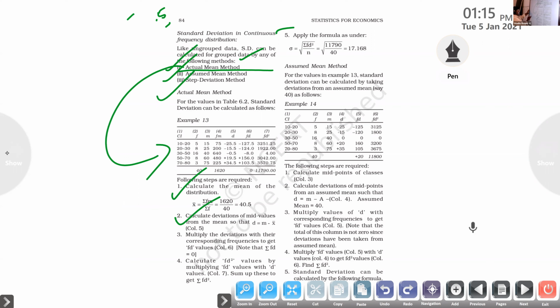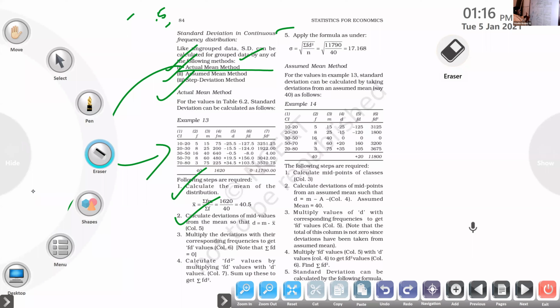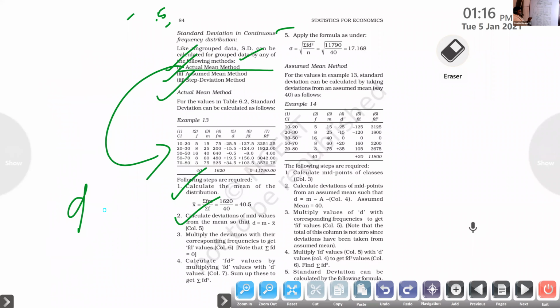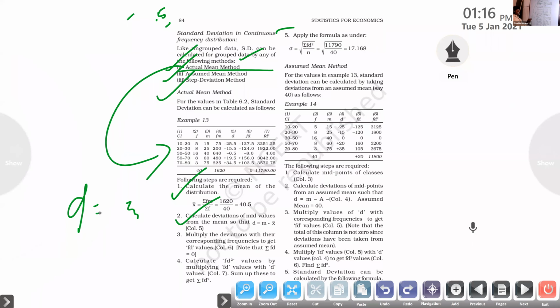So D is equal to M minus X bar. Here M is the midpoint, and X bar is the mean. That's the equation to find the deviation D. That's what column 5 shows.